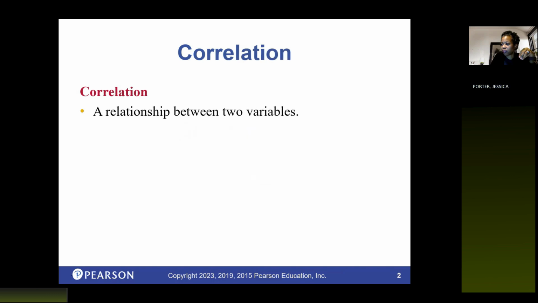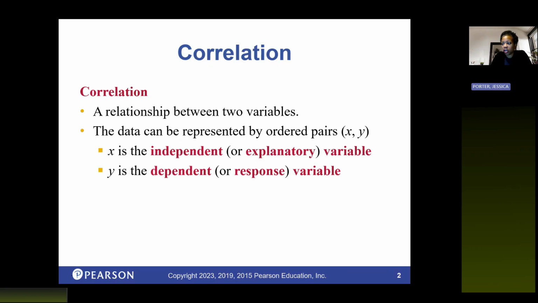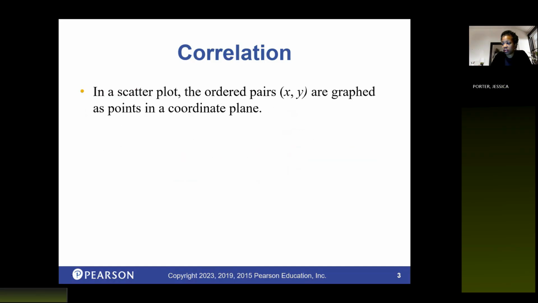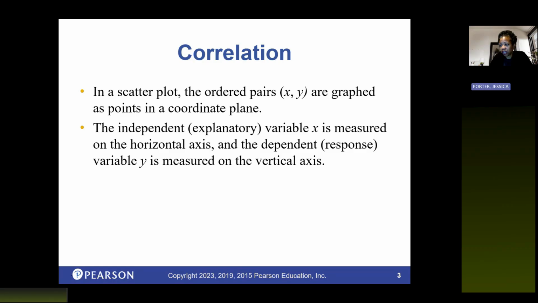Okay. What is correlation anyway? It's going to be a relationship between 2 variables. There's going to be an independent variable, which is normally X, or we call it the explanatory variable, the variable that explains what's happening. And Y is going to be the dependent variable or response. So in a scatter plot, the ordered pairs X, Y are graphed as points in a coordinate plane. You probably remember what a scatter plot looks like. The independent variable is measured on the x-axis, and the dependent is measured on the y-axis.